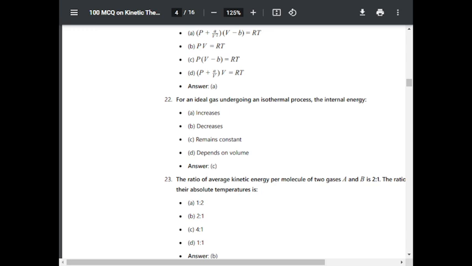Question number 22. For an ideal gas undergoing an isothermal process, the internal energy: option A, increases; option B, decreases; option C, remains constant; option D, depends on volume. The correct answer is C, remains constant. For an ideal gas undergoing an isothermal process, the internal energy remains constant.